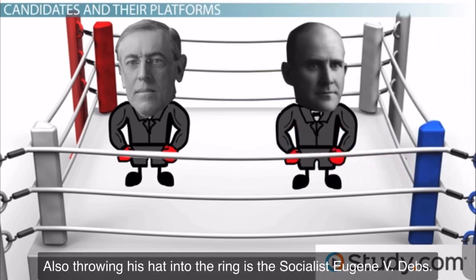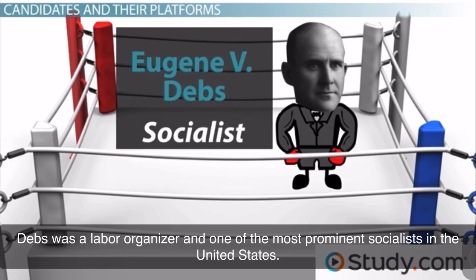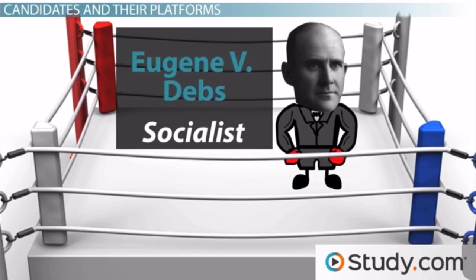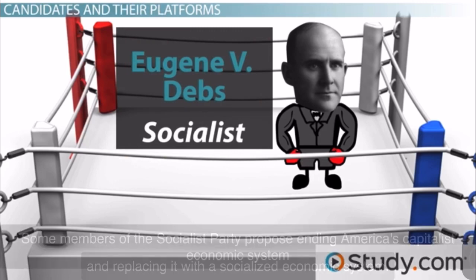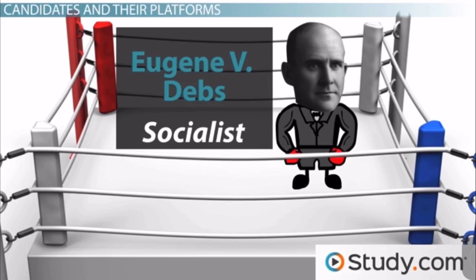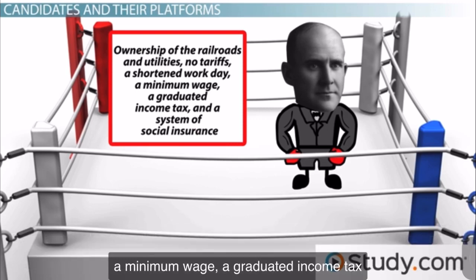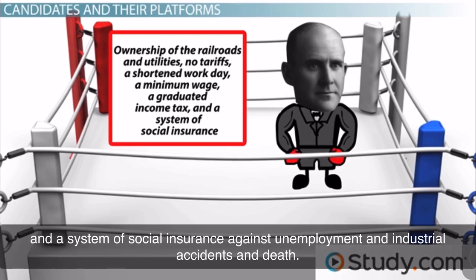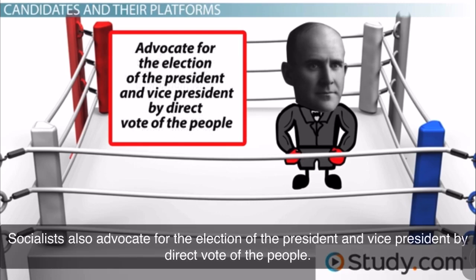Also throwing his hat in the ring is the socialist Eugene V. Debs. Debs was a labor organizer and one of the most prominent socialists in the United States. Some members of the Socialist Party propose ending America's capitalist economic system and replacing it with a socialized economic system. Debs advocates for public ownership of the railroads and utilities, no tariffs, a shortened workday, a minimum wage, a graduated income tax, and a system of social insurance against unemployment and industrial accidents and death. Socialists also advocate for the election of the president and vice president by direct vote of the people.